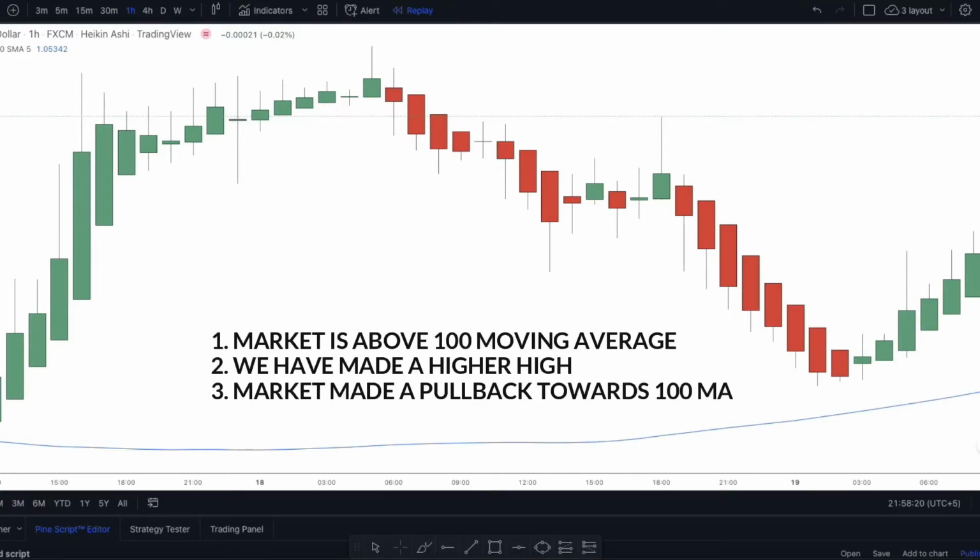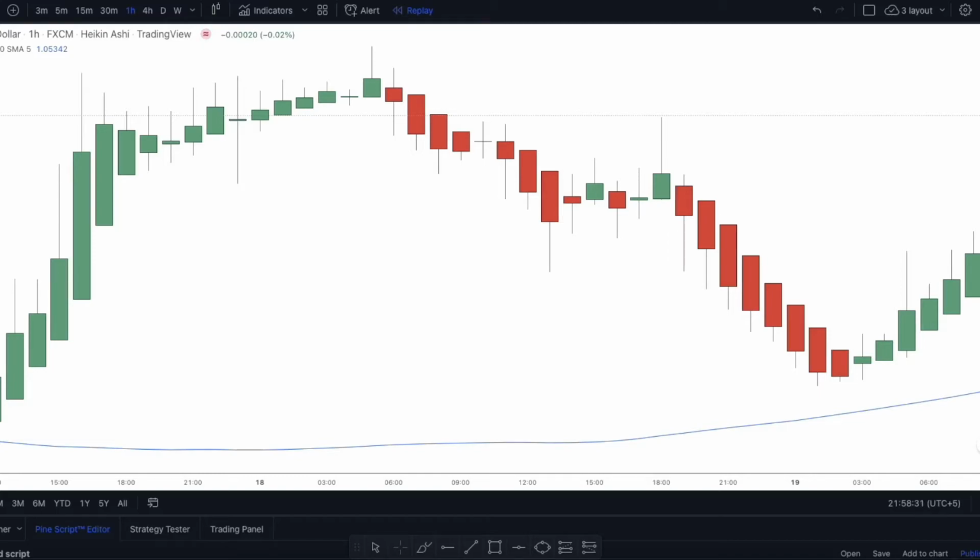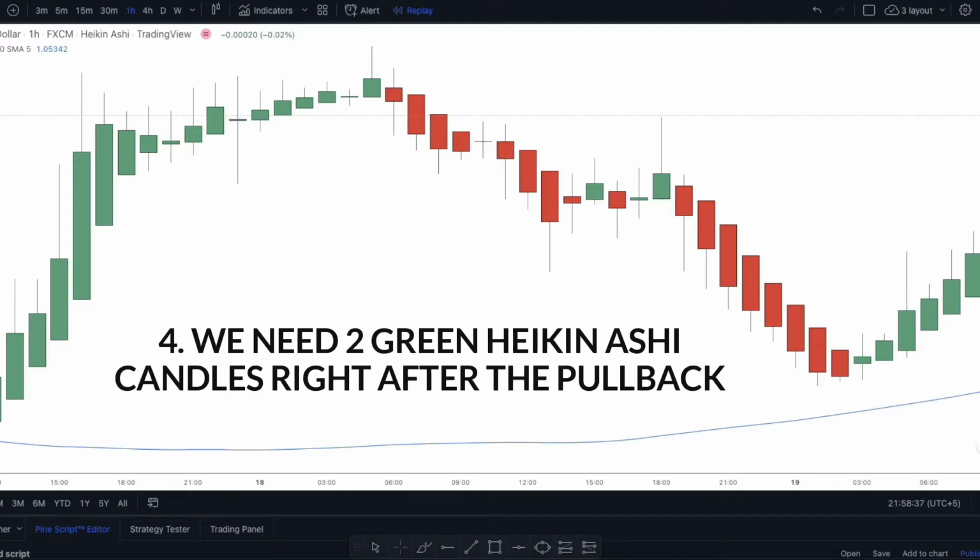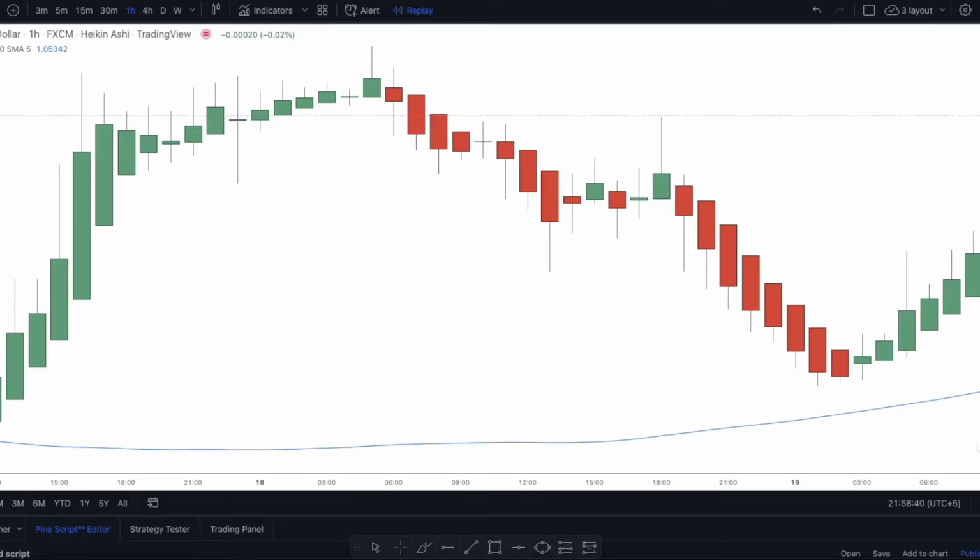So we have the market staying higher than 100 period moving average. We have created a higher high. We have made a pullback towards our 100 period moving average, and then once there is a pullback, as I said earlier, we need two green Heikin Ashi candles right after the pullback. So we have our two green Heikin Ashi candles here. The moment we see these two Heikin Ashi candles, we are going to place our trade from here.